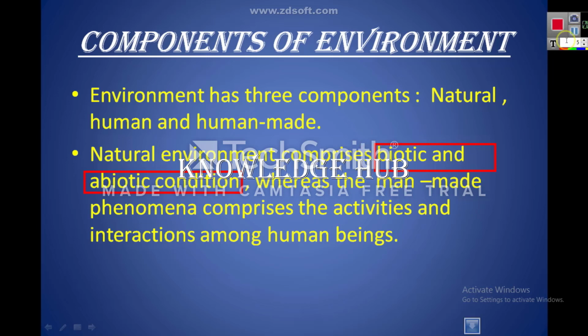Here, natural environment comprises biotic and abiotic condition, whereas the human-made phenomena comprise the activities and interaction among human beings. What is the meaning of activities and interaction among human beings? Here, human wants are unlimited. To satisfy those wants, humans produce different types of things. Here he learned to grow crops, domesticate animals, lead a settled life, and similarly produce different types of things. Production, transportation, all come under the activities and interaction among human beings.